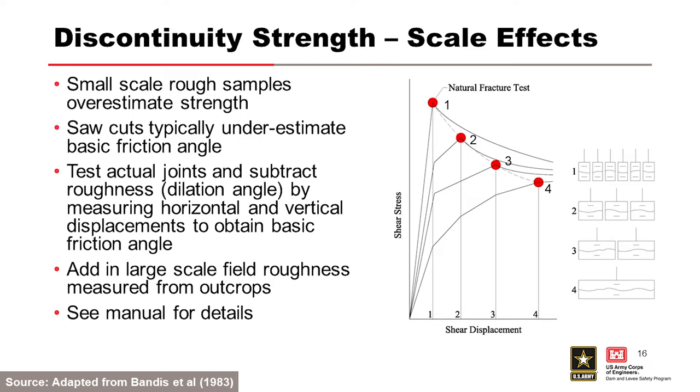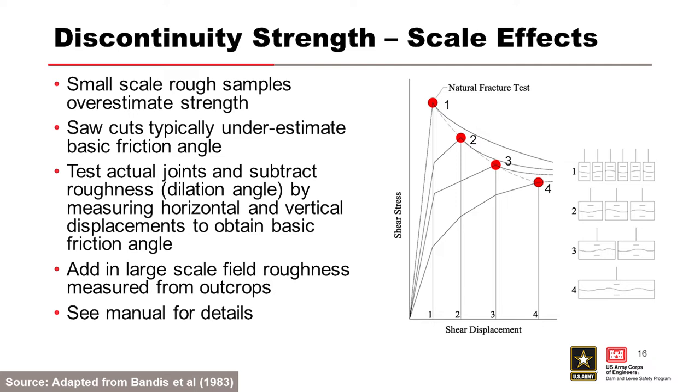What is best is to test actual joints and subtract the roughness, the dilatation angle, by measuring the horizontal and vertical displacements to obtain the basic friction angle. Then you have to add in large scale field roughness measurements from an outcrop. A phenomenon that is typically overlooked concerns scale effect for rough joints or discontinuities.